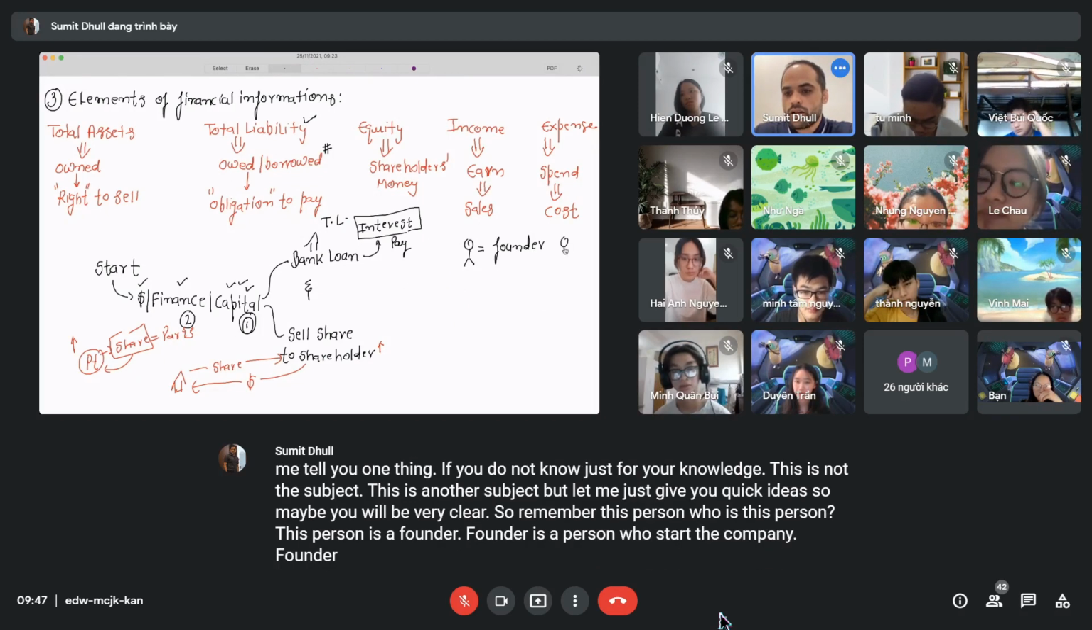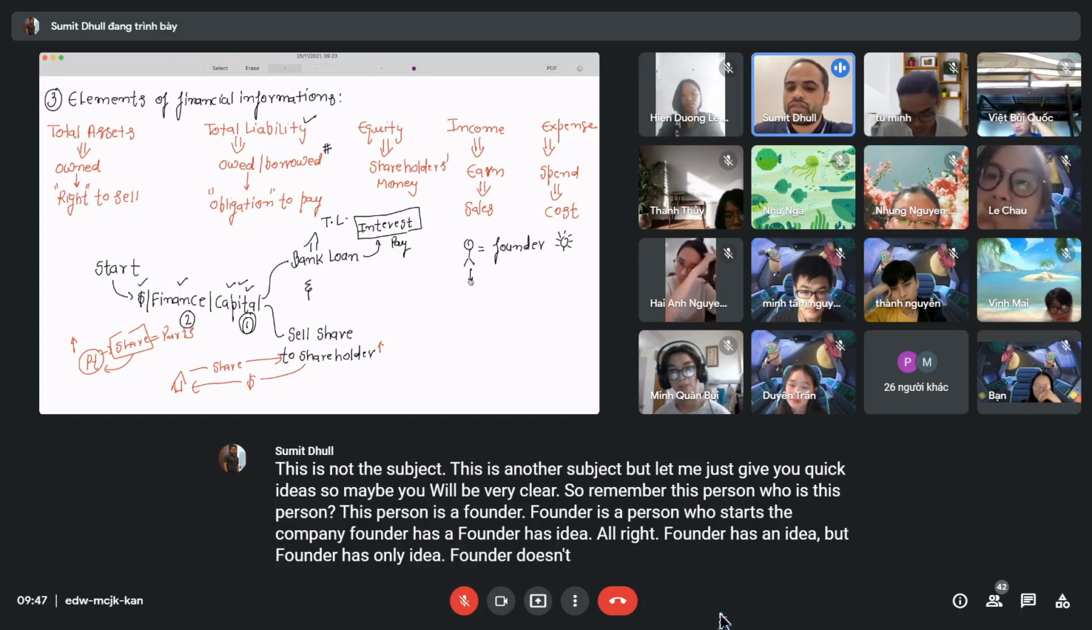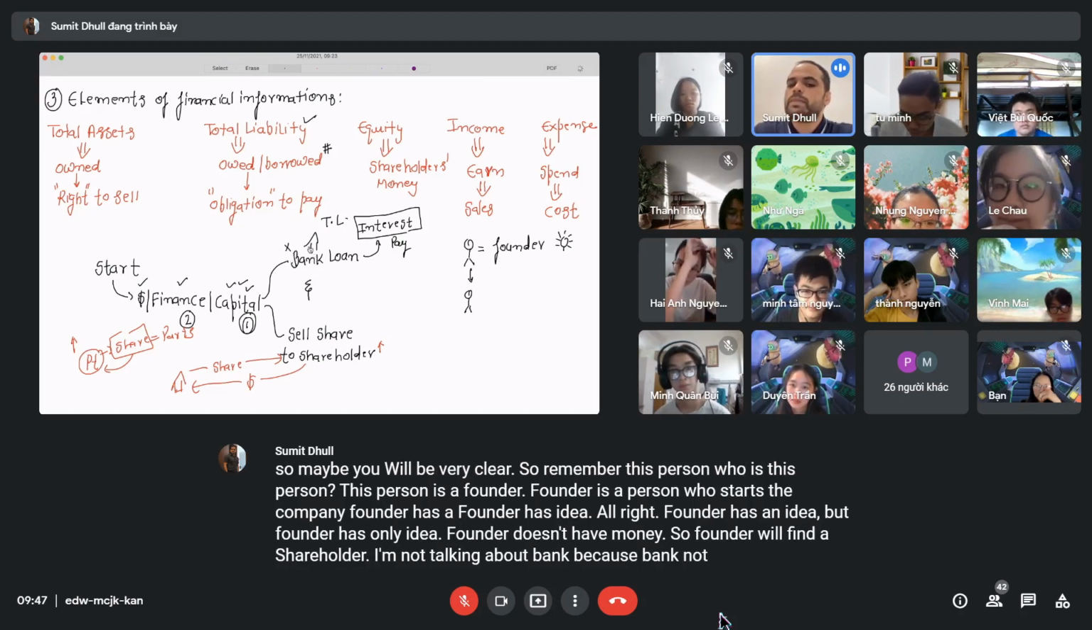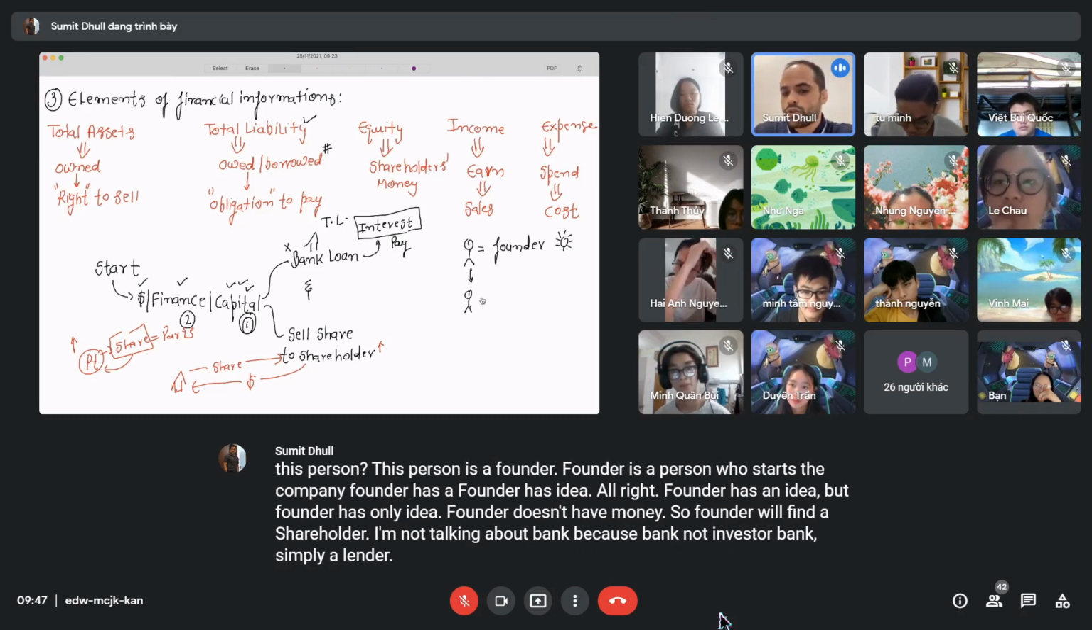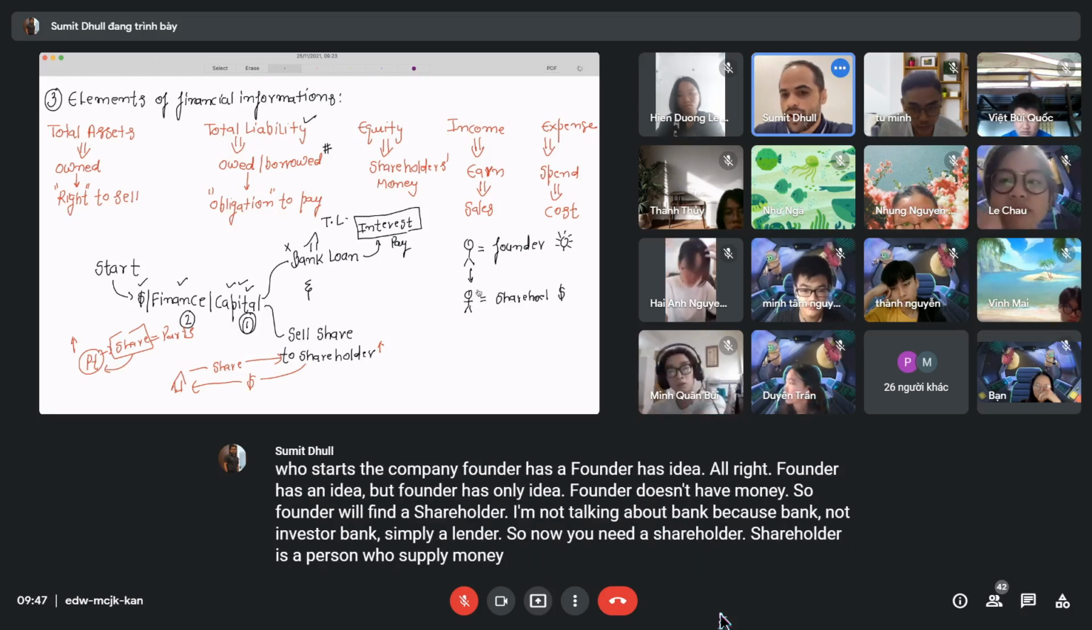Founder has an idea, but founder has only idea. Founder doesn't have money. So founder will find a shareholder. I'm not talking about bank, because bank is not investor, bank is simply a lender. So now you need a shareholder. Shareholder is a person who supplies money to company. So you have an idea, now you need finance.